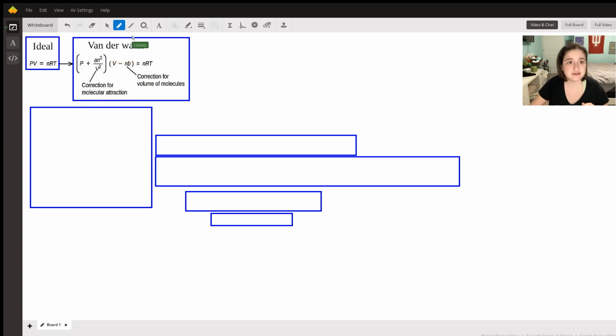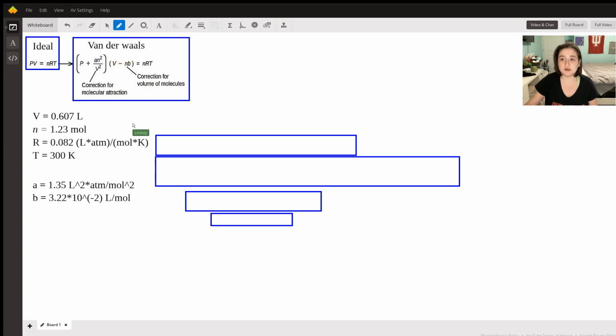Okay, so the first thing I like to do is identify my variables. So this was all given in the prompt. I chose to go with our R value of 0.082 liter atmospheres per mole per Kelvin, because we have liters and atmospheres and moles and Kelvin already here. So we didn't need to use joules or something else. We're looking for pressure. That's atmospheres.